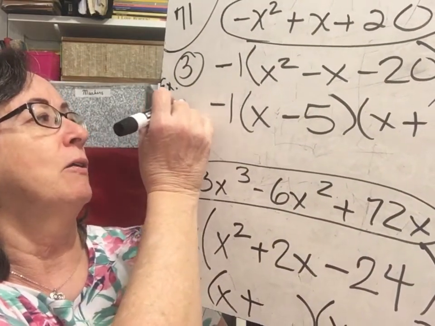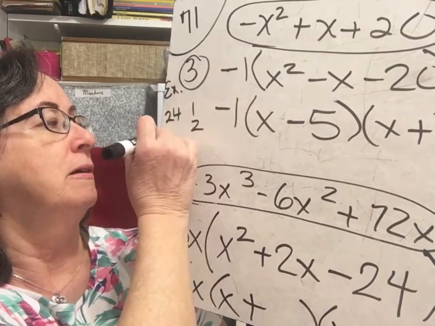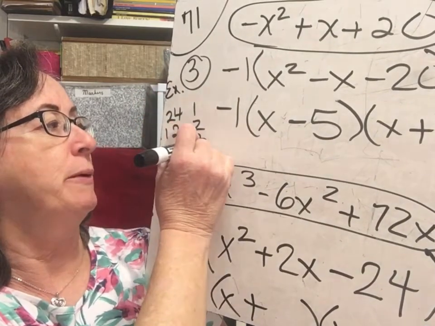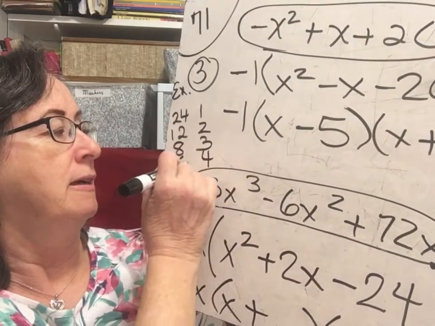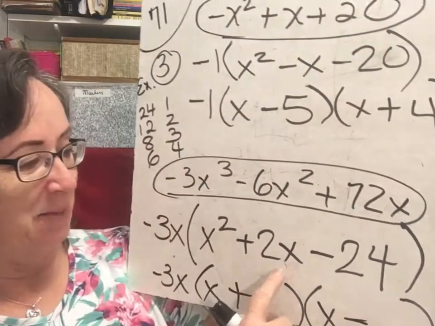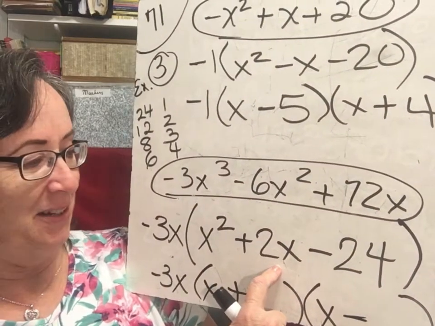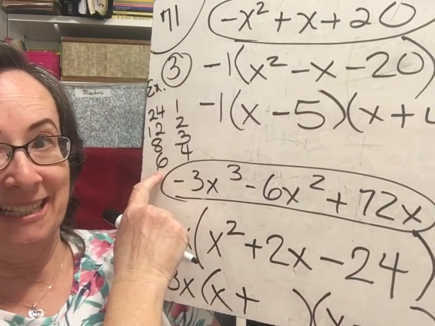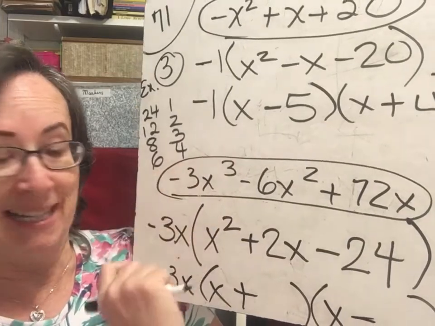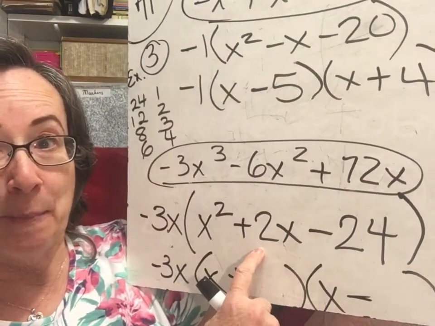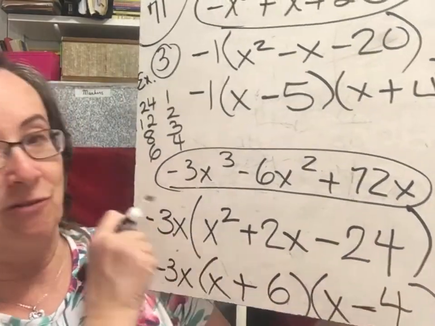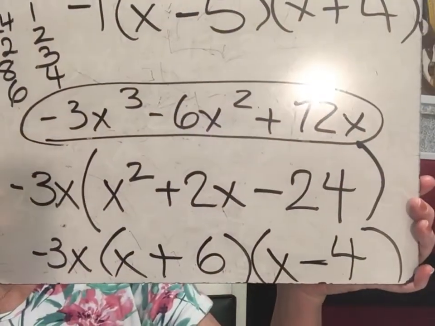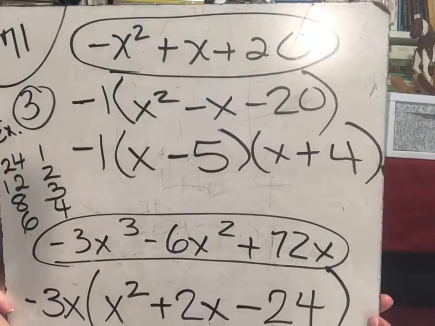24, 1, 2, 12, 3, 8, 4, 6. And I'm looking for a difference of 2. So I'm going to use the 6 and the 4 because their difference is 2. And I want the bigger one to be positive. So positive 6 minus 4. So that is the last one. And that one was the one up before it.